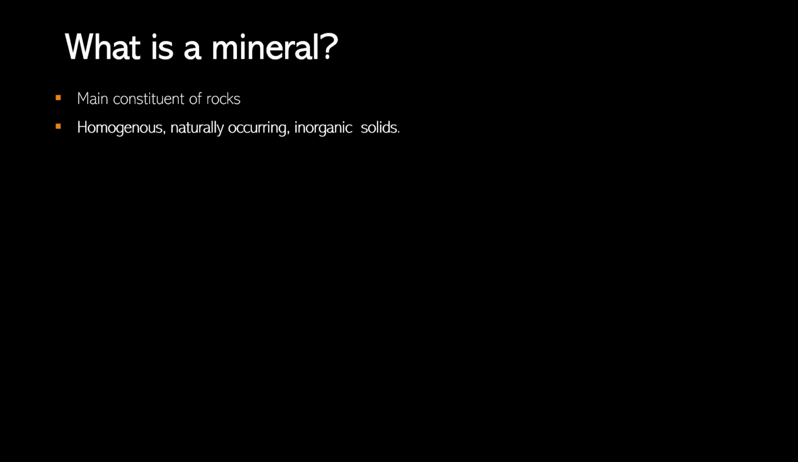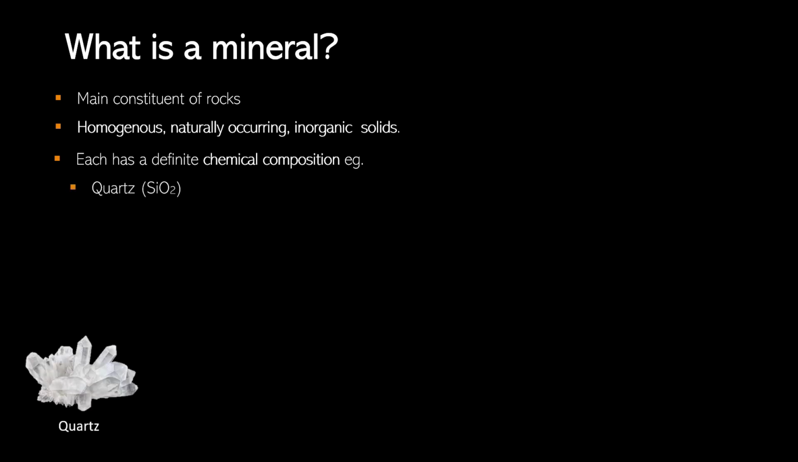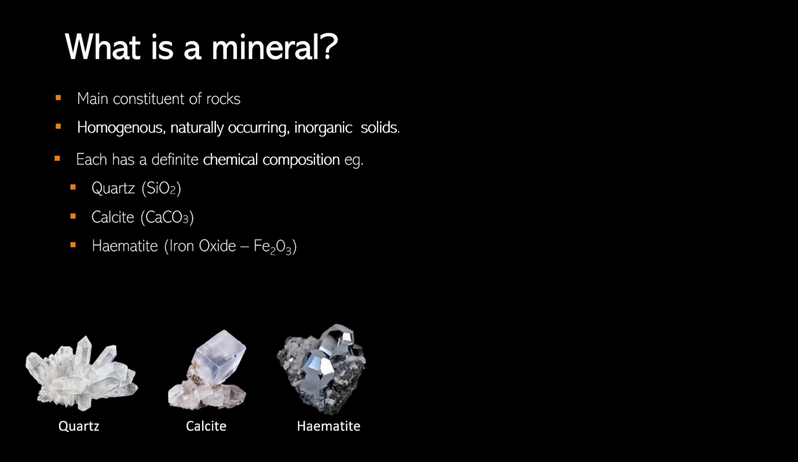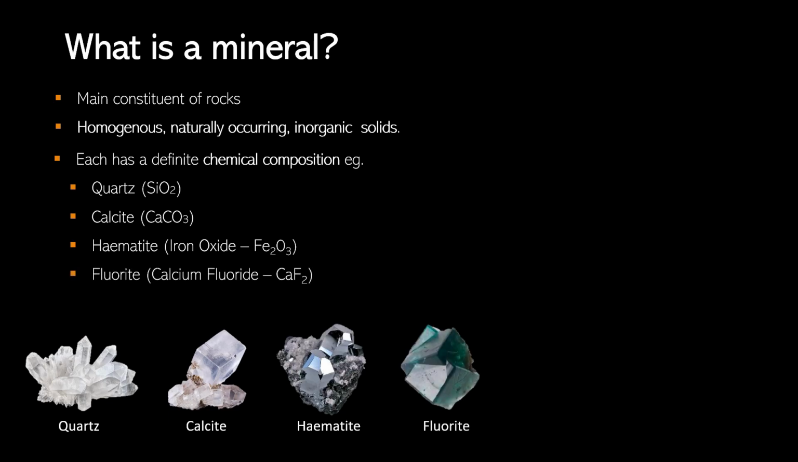What is a mineral? Minerals are the main constituent of rocks. They are homogeneous, naturally occurring, inorganic solids. Each mineral has a definite chemical composition, for example quartz, SiO2, calcite, CaCO3, hematite, iron oxide, Fe2O3, or fluorite, calcium fluoride, CaF2. And each has a characteristic crystalline structure such as cubic or rhombic.